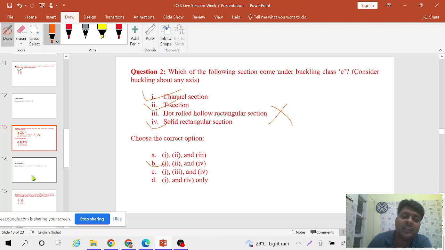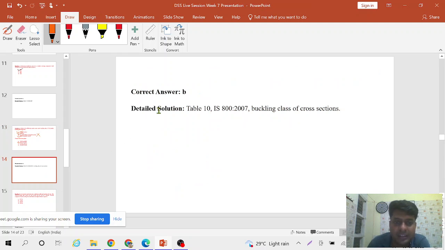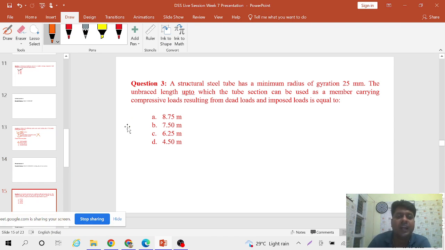So that is why in the case of big competitive examinations, not for the JE level examination but for GATE, engineering services, read questions at least two times and only then give your answer. So option B is correct. Now coming to question number 3.